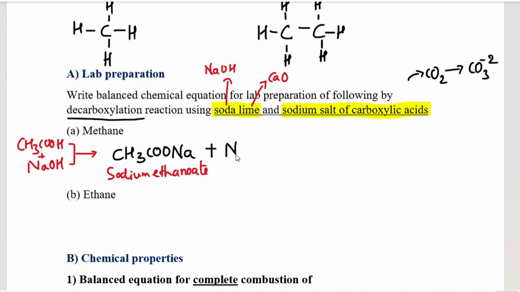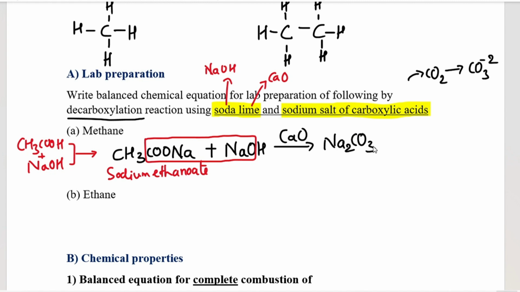Plus soda lime, that is NaOH. Only sodium hydroxide reacts, the quicklime is simply there. What happens here? Decarboxylation: remove sodium carbonate from this. See, there are 2 sodium atoms, 1 carbon atom, 3 oxygen atoms. So what is this? Sodium carbonate, Na2CO3, plus what is left? CH3 here and H here, CH4. What is CH4? Methane. That's what we are preparing.